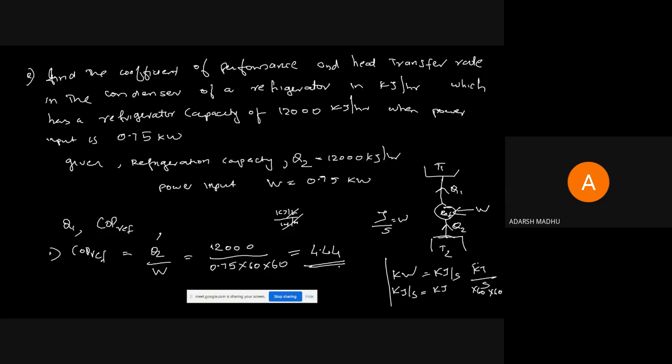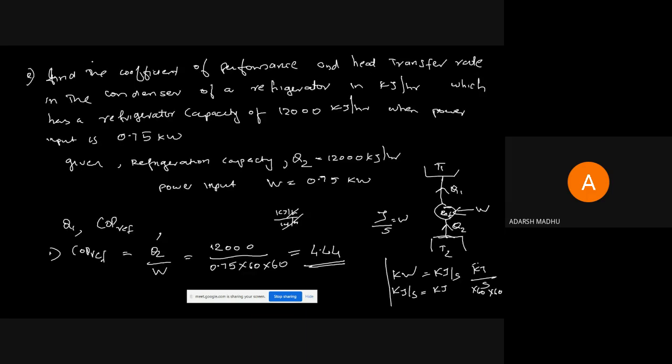The second one is the heat transfer rate Q1. The second value to find out is heat transfer rate Q1. According to the first law of thermodynamics, we know that W equal to Q2 minus Q1.